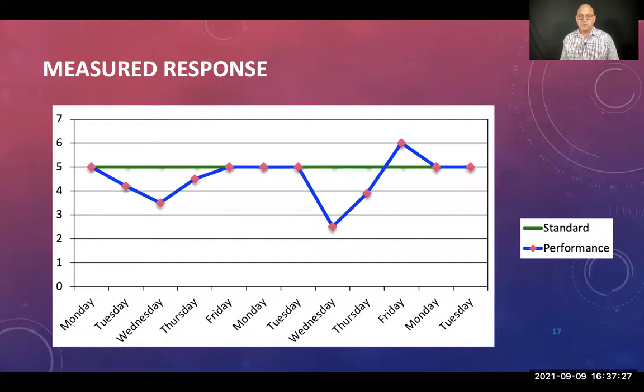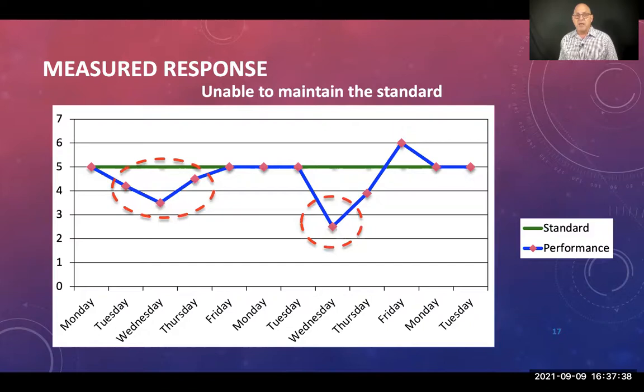As we measure things, you can see the green line, that is our standard, our expected level of performance. Whenever we're not on that green line, it's a problem. So you can see we're down below here where we can't maintain the standard on those 5 data points. So we've got to figure out how to close those gaps.